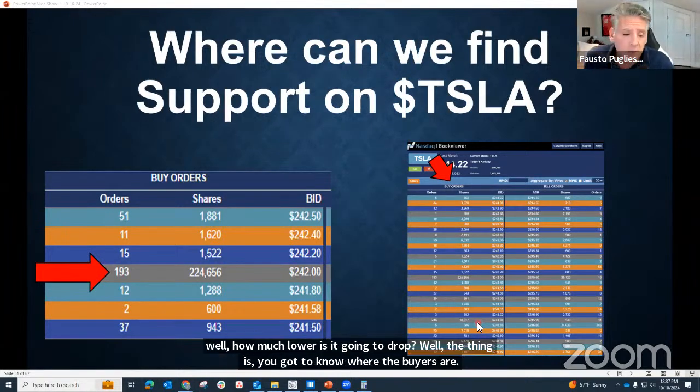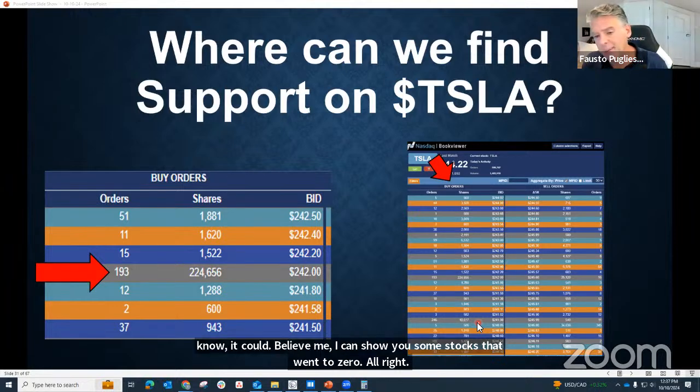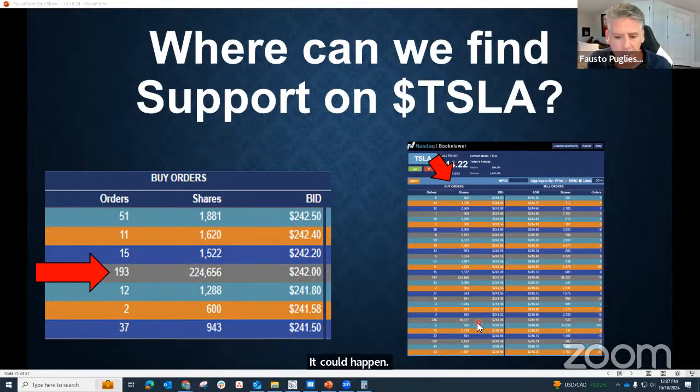Is it going to zero? It could. Believe me, I can show you some stocks that went to zero. It could happen. Now, I'm not saying Tesla's going to zero, but what I'm trying to say is that stocks go up and go down, and there are buyers and sellers at every price level. And when you're looking for support levels, you got to know where the buyer is. And there's about a 224,000 share buyer right here at 242.